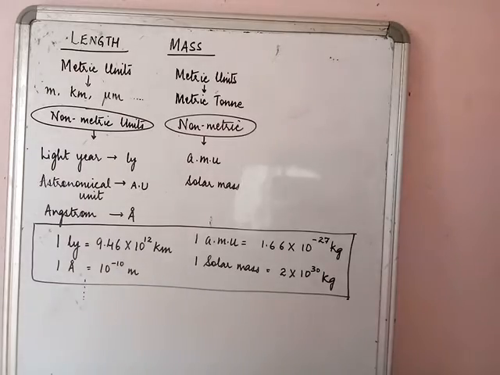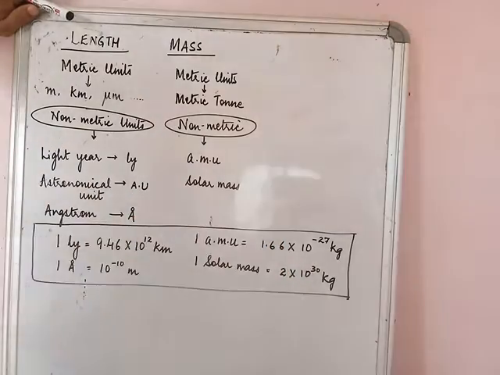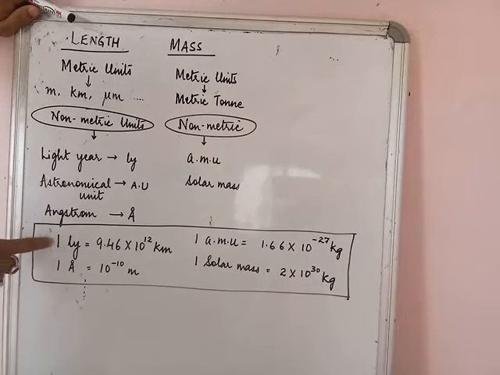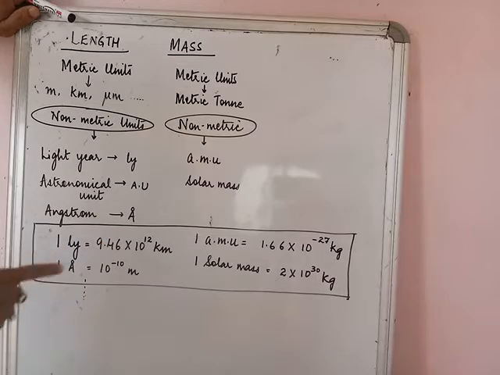If you read the book, you will find the detailed conversions. Some of the conversions I have listed over here. 1 light year, the distance traveled by light in 1 year, when you convert it into kilometers, you get a value of 9.46 into 10 to the power 12.